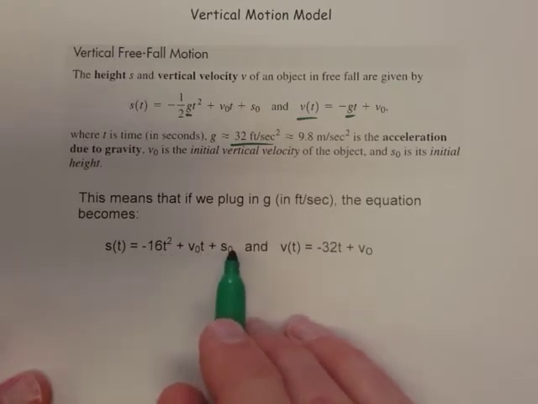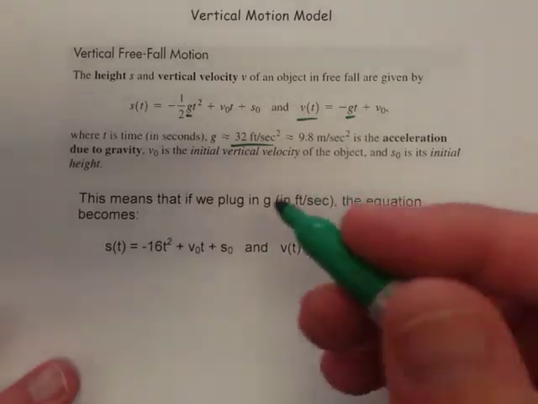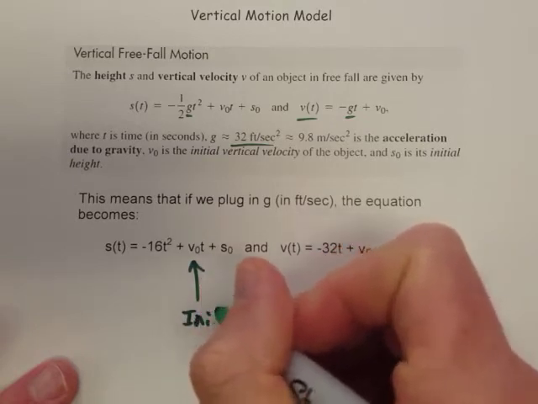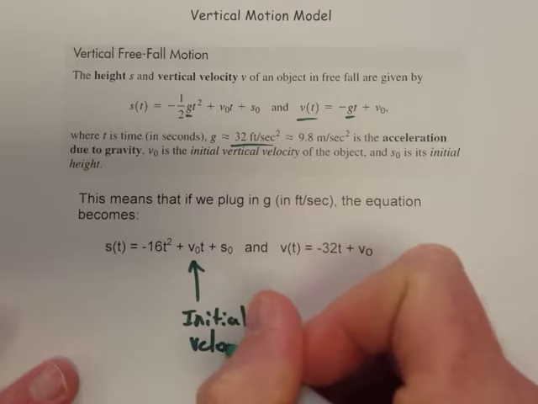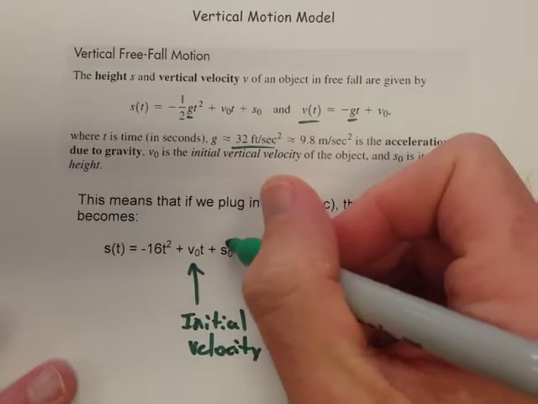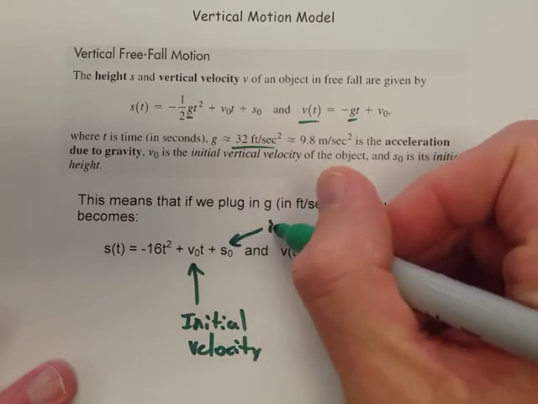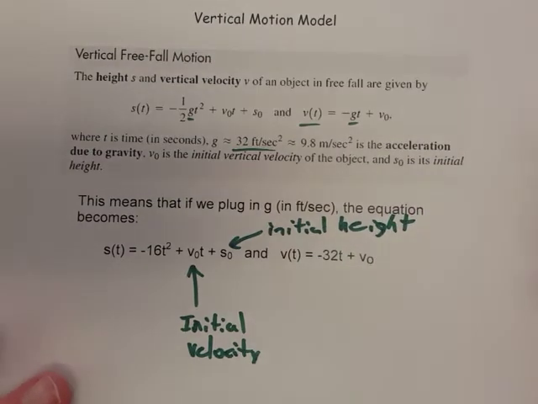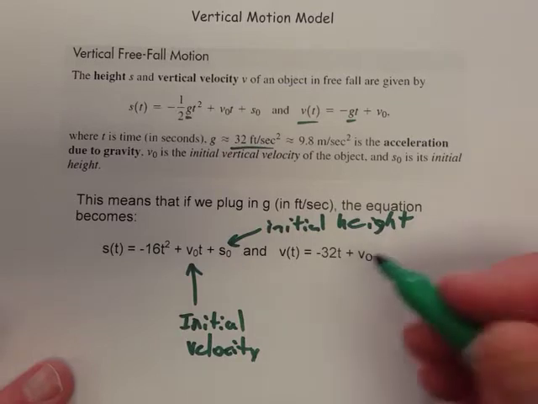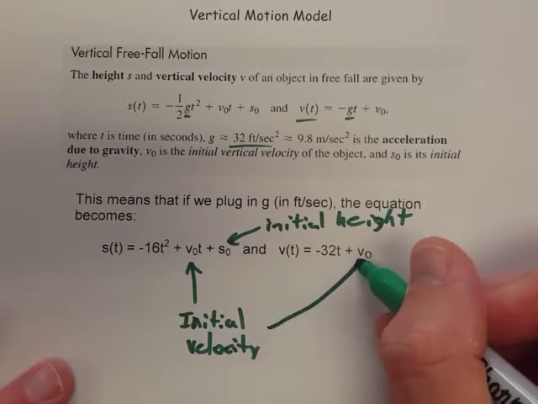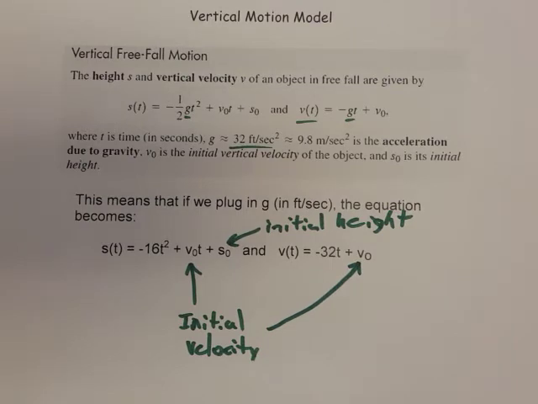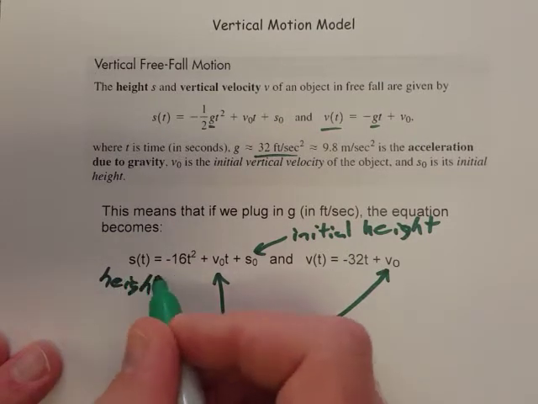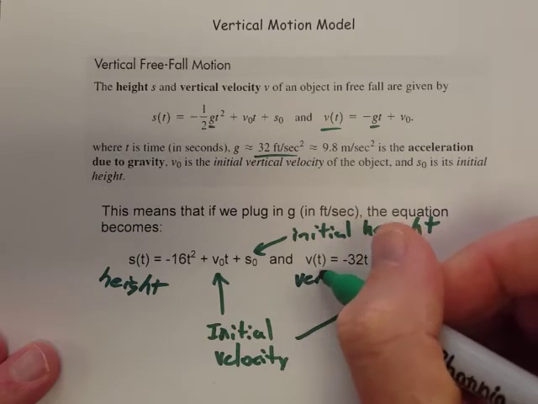Remembering that t stands for time, v, that one's going to stand for initial velocity, or v sub 0, I should say. S sub 0 is initial height. And then if we go over here to the second equation, v sub 0 is also going to be initial velocity in this case. I should also mention here, s of t is a function that means height, and then v of t is velocity.